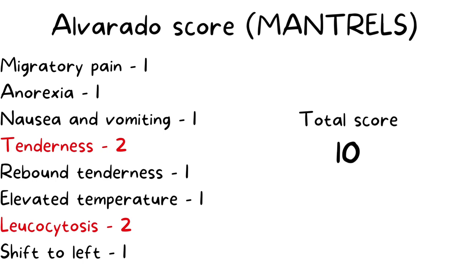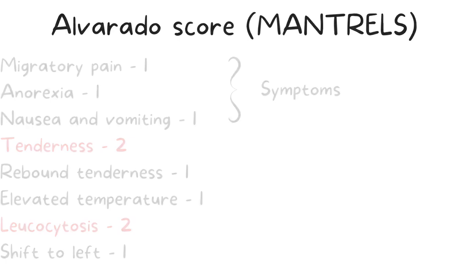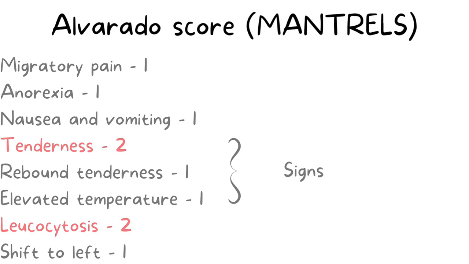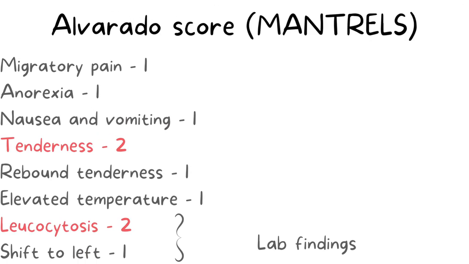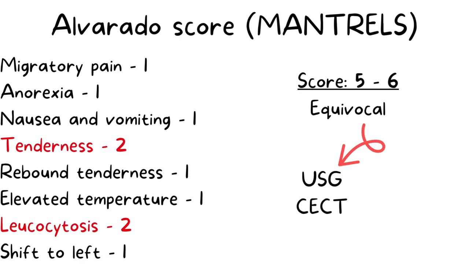Note that only two components, tenderness and leukocytosis, have 2 points. The rest all have 1 point each. The total score is 10. The first three components are symptoms, the next three components are signs, the last two are lab findings. A score of 7 or more is strongly suggestive of acute appendicitis, so surgery has to be done in such cases. A score of 5 to 6 is equivocal, so further investigations with ultrasound or CT will help us. It will give us more clues with the diagnosis.